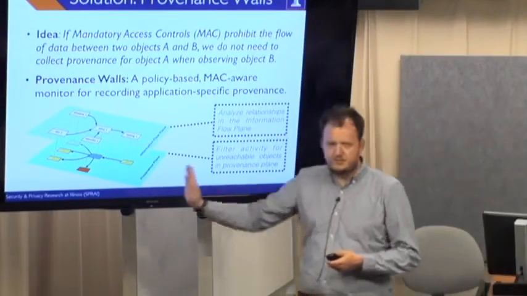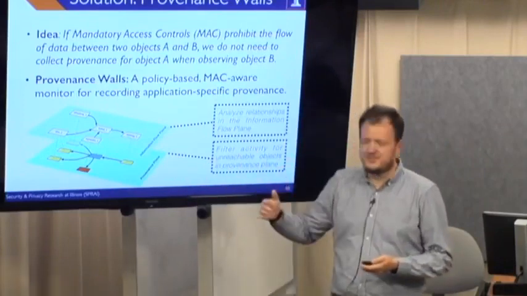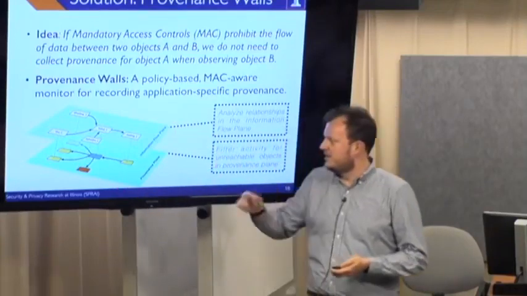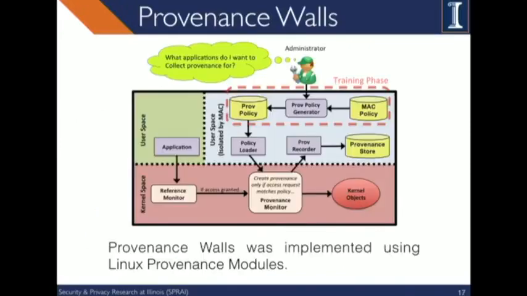Whereas provenance is a history of what happens in a system, an information flow graph can be thought of as a future of permissible actions on the system. And we can overlay the information flow graph onto the history of events in order to make informed decisions about what we need to collect on the system. So, in other words, we're going to analyze the relationships that exist within the information flow plane in order to filter out the activity of what are effectively unreachable objects in the provenance plane. Using the Linux provenance modules framework, unsurprisingly, it's modular, right? We implemented a mechanism that enables this functionality that we call provenance walls.